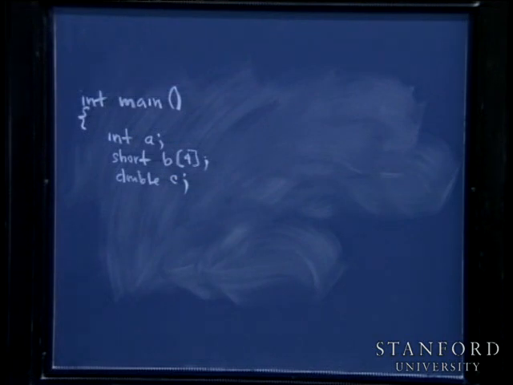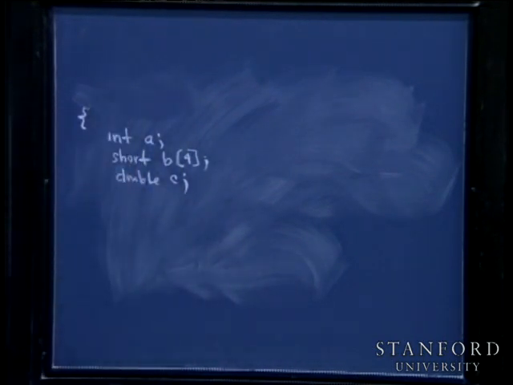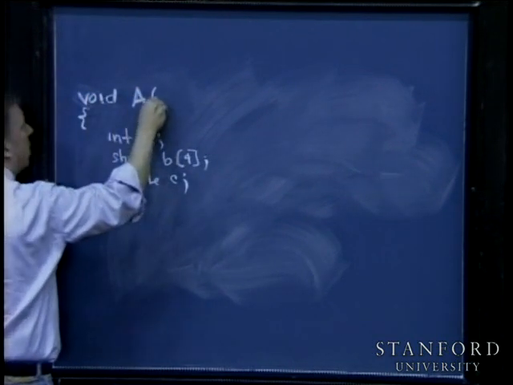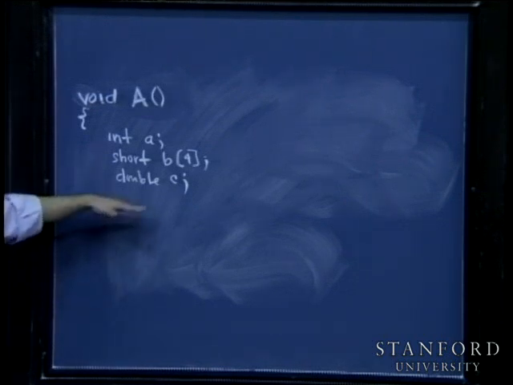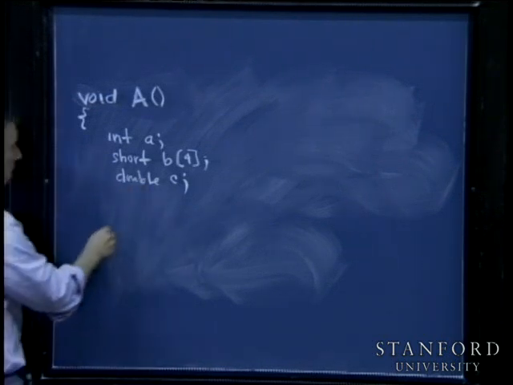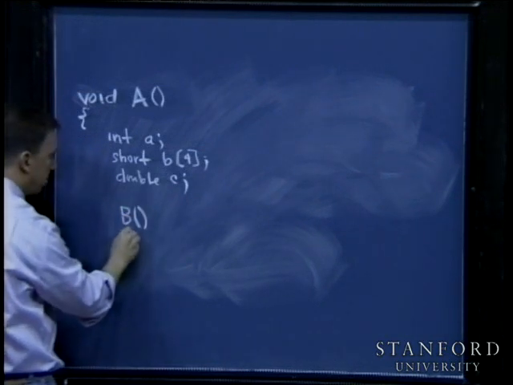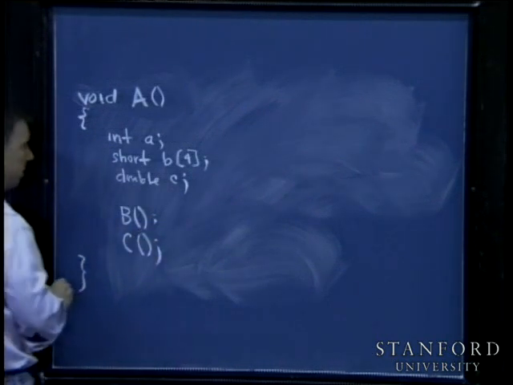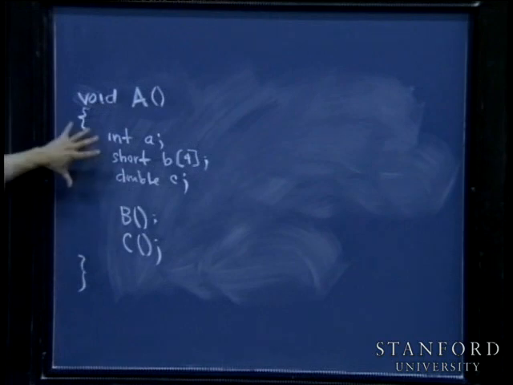Actually, I don't want to call this main. Let's keep it nice and simple. Let's just call it the a function. All the implementation of a does is it calls b. I'm not concerned about passing parameters. And it calls c afterwards, and then it returns. We'll blow this off for a second.